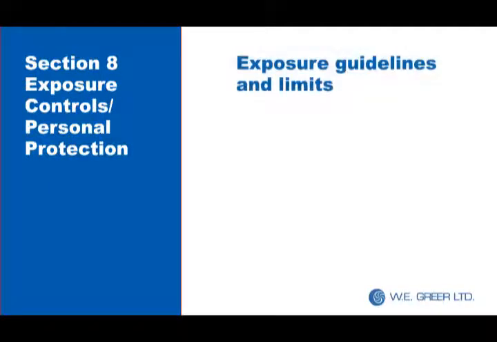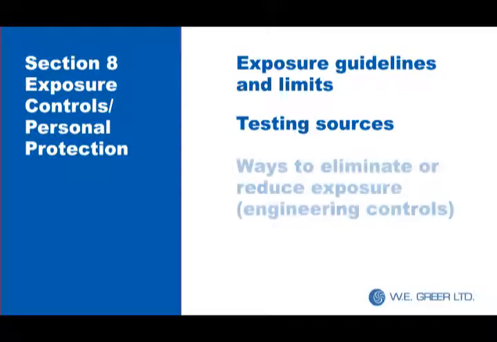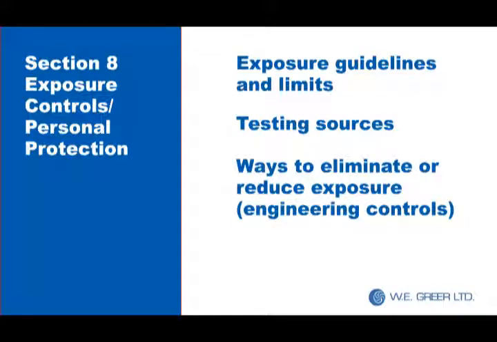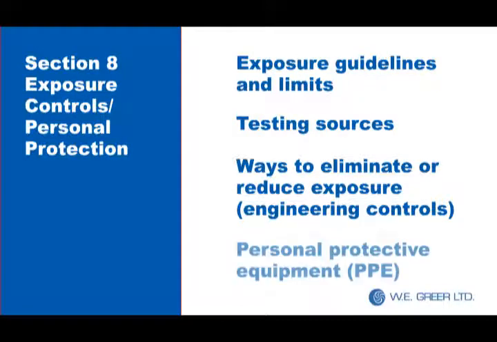Section 8, Exposure Controls or Personal Protection, includes the exposure guidelines and limits, along with the testing sources, any ways to eliminate or reduce exposure using substitutions or equipment, also known as engineering controls, and recommended personal protective equipment for various routes of exposure, such as the eyes, skin, and respiratory system.